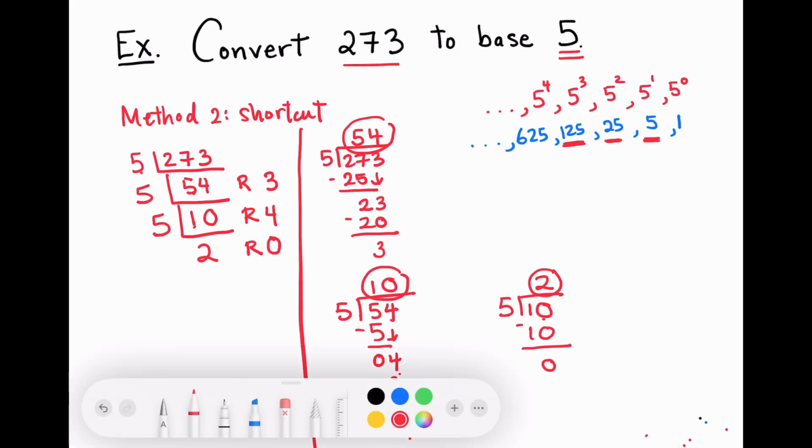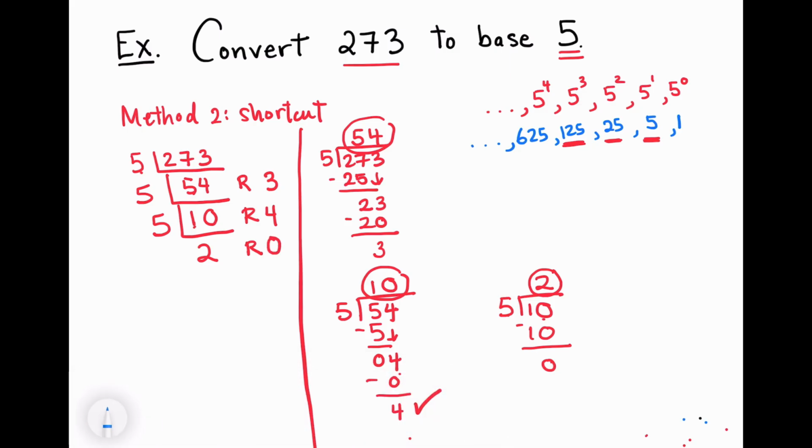So here's the key to the shortcut: the bottom number together with the remainders gives us the base 5 number. So you move in this direction. The base 5 number is 2043, and I'm going to write a 5 here for base 5. And this is equal to our usual 273. Notice how that's the same answer we got before.